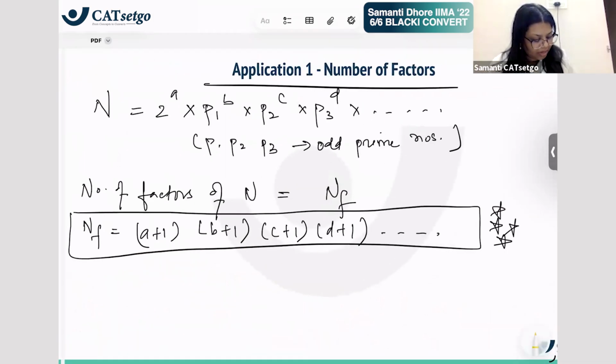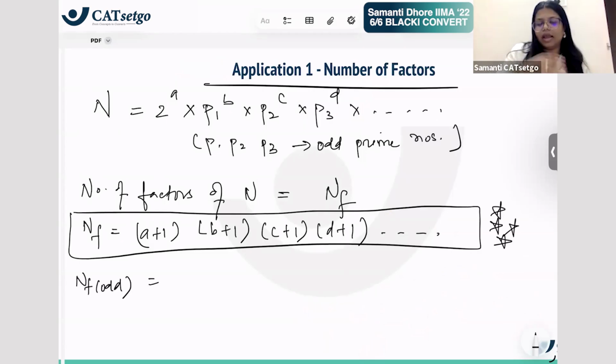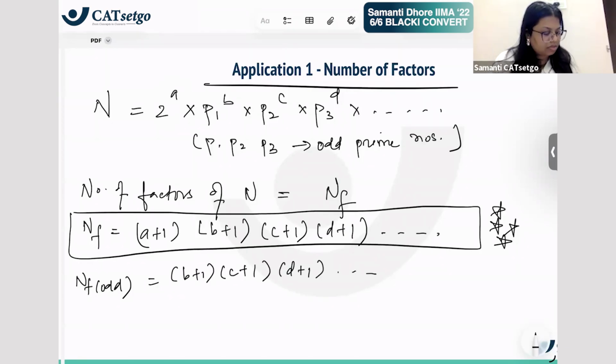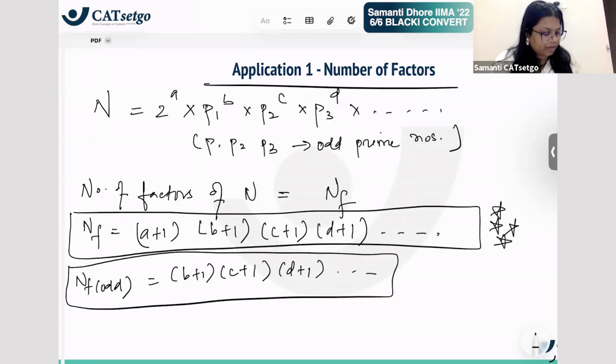Now, ऐसे ही अगर हमें निकालना है, okay, ऐसे ही let's say we want to find out the number of odd factors. Number of factors of this number which are odd. है ना? Like for 24, 2 was also a factor, 3 was also a factor, 4 was also a factor. But the odd factor will only be 3. 2 and 4 are even factors, right? If you want to find odd factors, what do you do? 2 का जो power है a, उसका component we basically remove and we just write (b plus 1), (c plus 1), (d plus 1). सिर्फ odd number के factors हम लेते हैं, ठीक है?